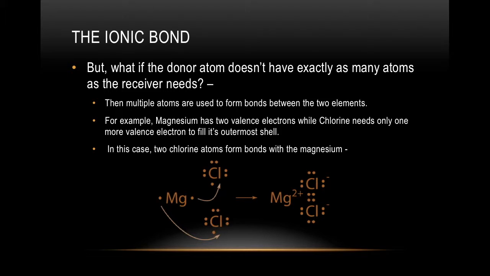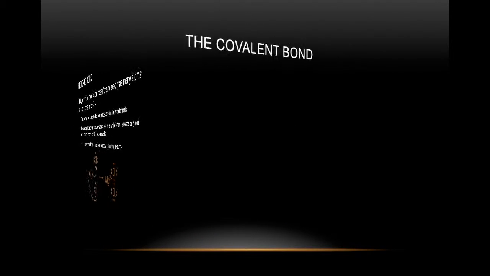Both the chlorines have a negative charge, so the net charge of the chlorines is 2 negative, and the magnesium has a net charge of 2 positive. So the net charge of the overall compound is 0, because 2 positive and 2 negative cancel out each other, and that's why magnesium chloride is a stable compound.